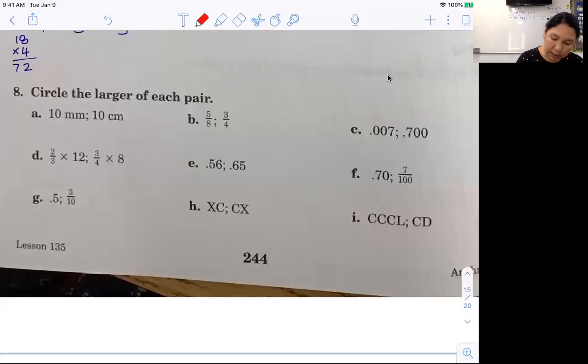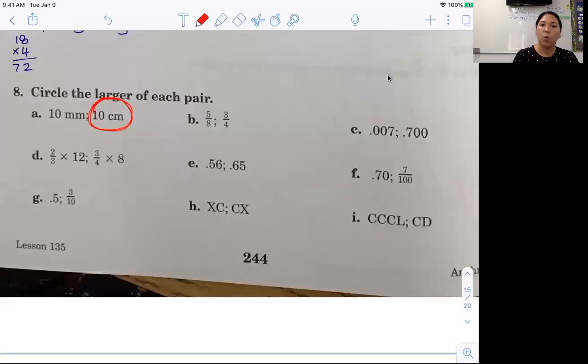So letter A, what's bigger, 10 millimeters or 10 centimeters? A millimeter is really, really tiny, guys. It's those teeny tiny lines. Centimeters are my pinky. So yeah, 10 centimeters is way bigger than 10 millimeters. Think of a millimeter as like a strand of hair. So 10 hairs lined up or 10 pinkies lined up.